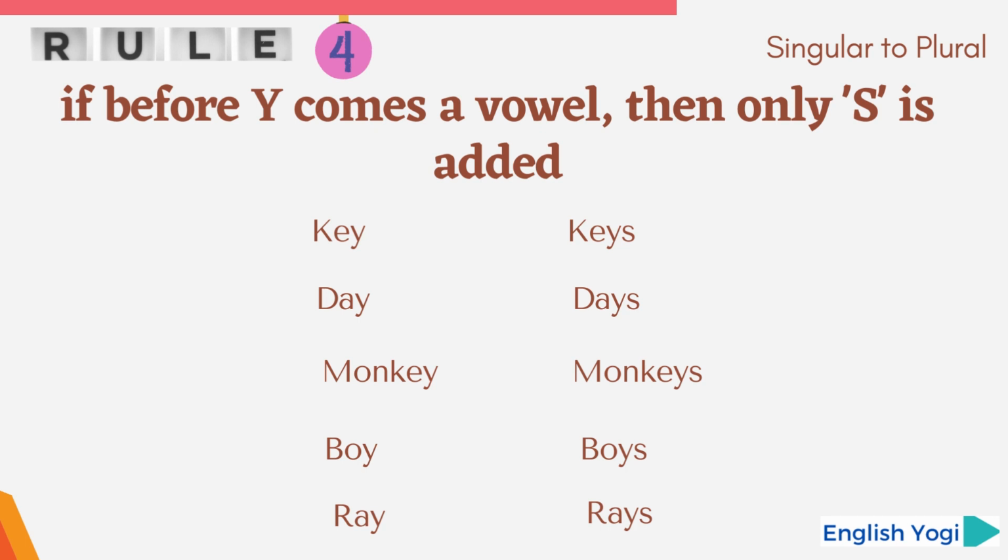Similarly, the third example is monkey, so it becomes monkeys. Boy becomes boys. And the last one is ray, which becomes rays. So what is the rule behind all these examples? The rule is that if a word ends in y, but before y there is a vowel, then we follow the simple rule: we add s only to make that word plural.